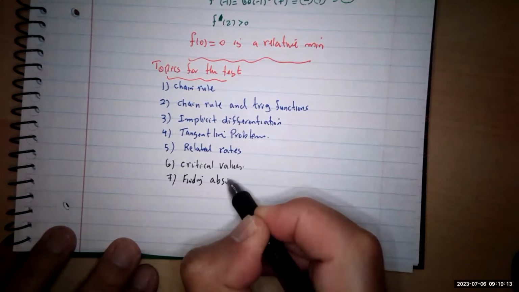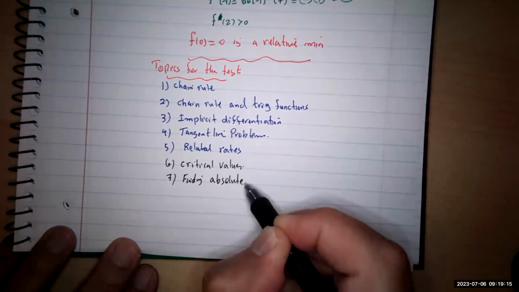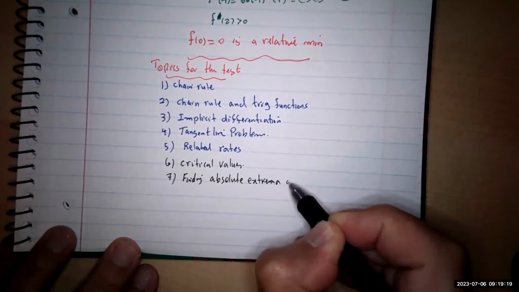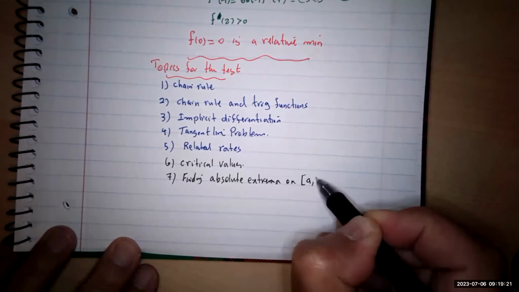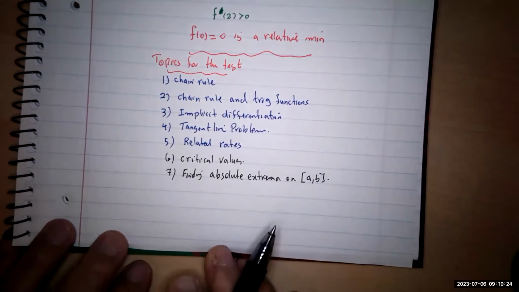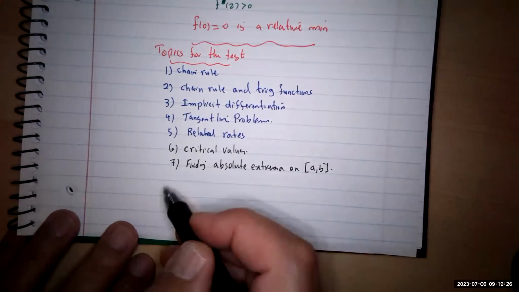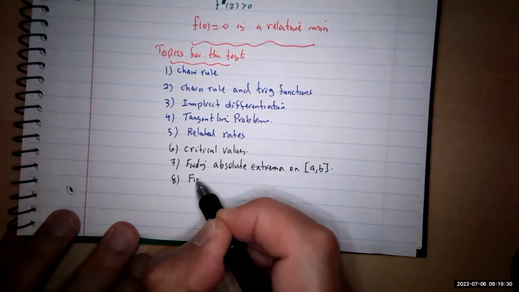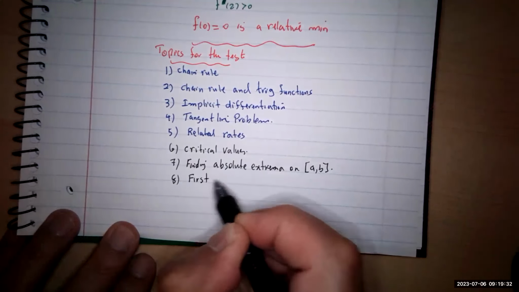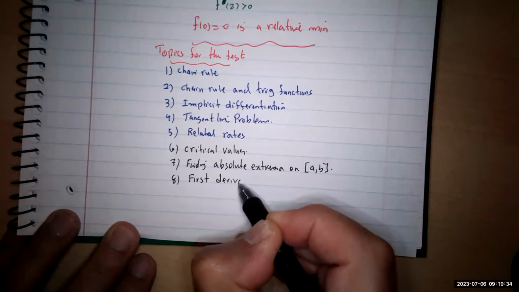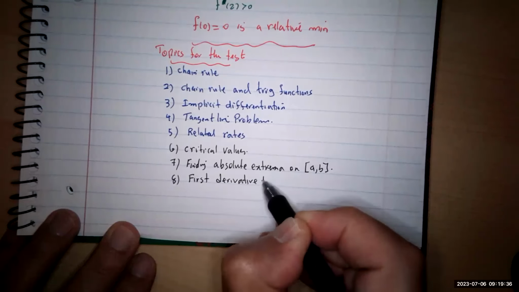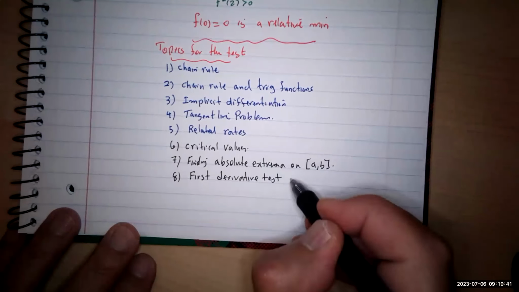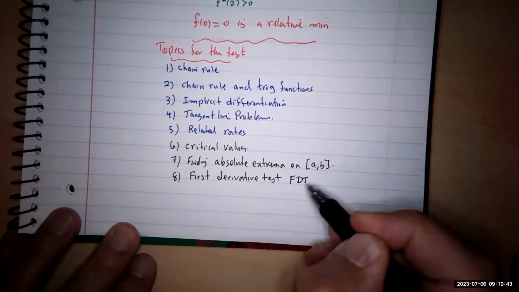And number 7, finding absolute max and absolute min, absolute extrema, of course on a closed interval. Remember, we have a test, a nice one, easy to do. Number 8, first derivative test. They ask you to find where the function is increasing or decreasing. So that would be the first derivative test.